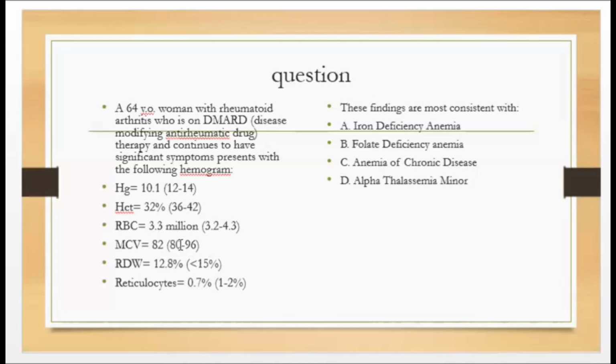So what do we have here? We have normocytic, normochromic. So this one is your normal. So where do we have normocytic, normochromic, normal? That is your anemia of chronic disease.